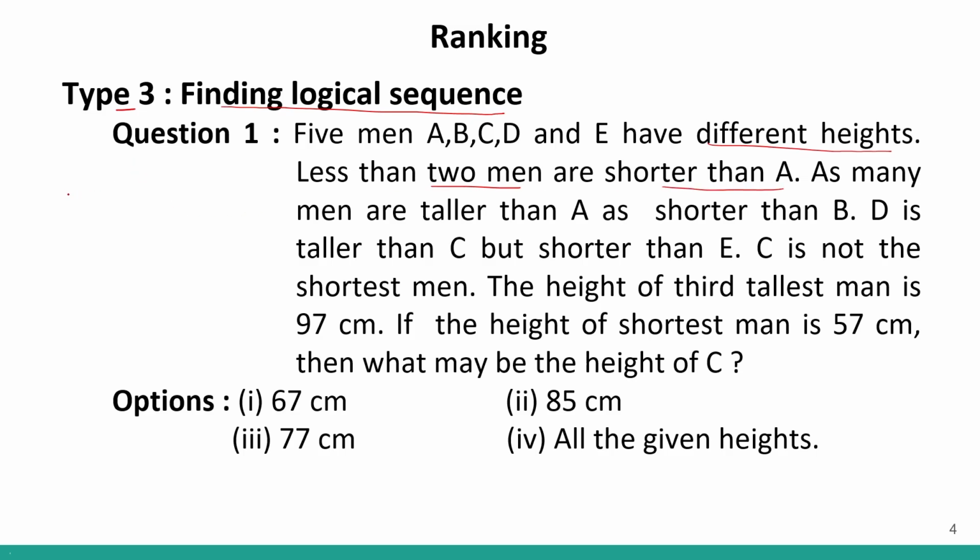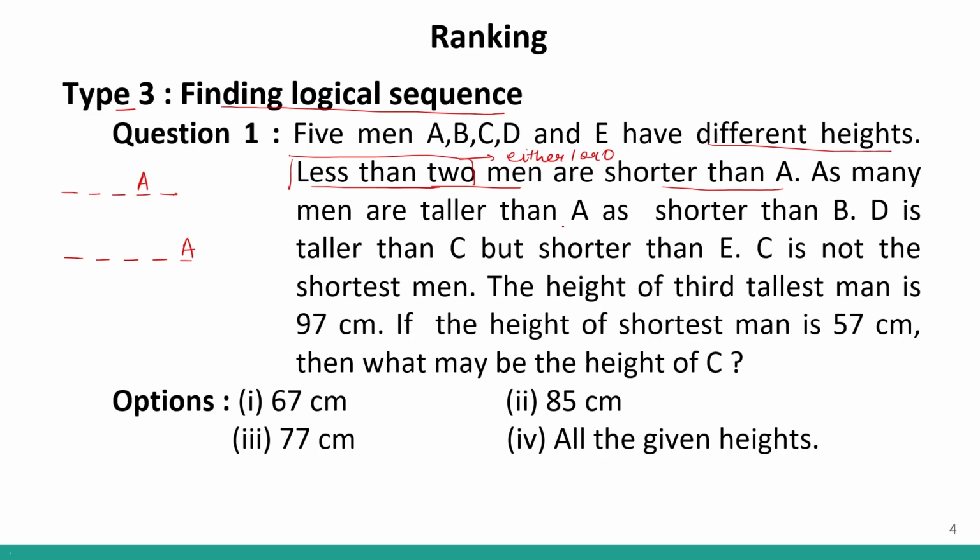So it means that if there are 5 men, 1, 2, 3, 4, 5, then shorter than A, there are less than 2. So either one person is shorter than A or no person is shorter than A. Less than 2 means either 1 or 0. So 2 possibilities are there.